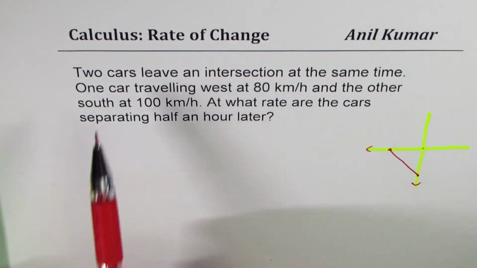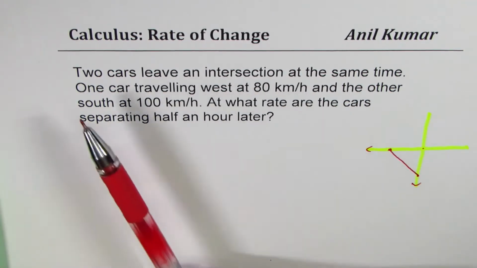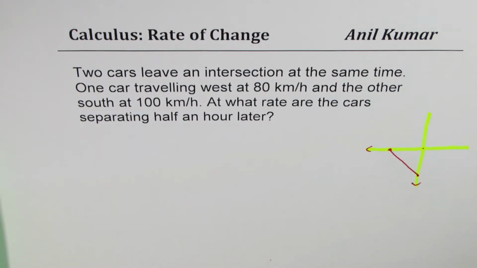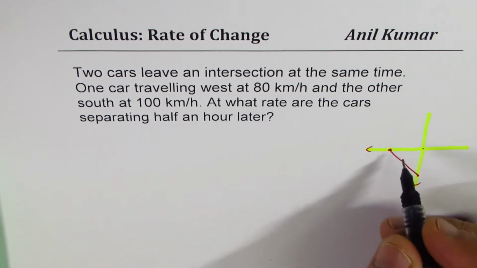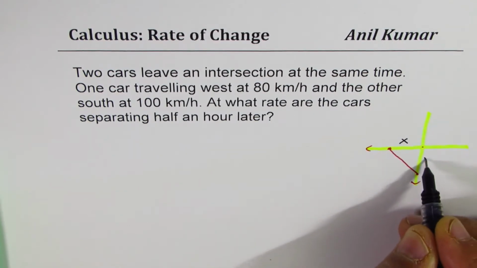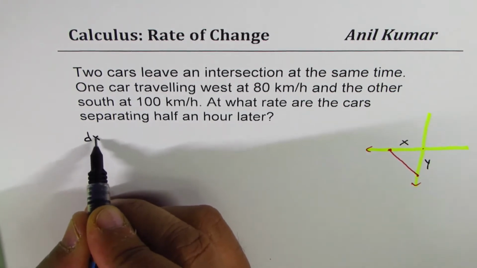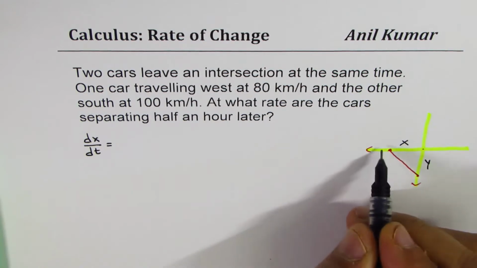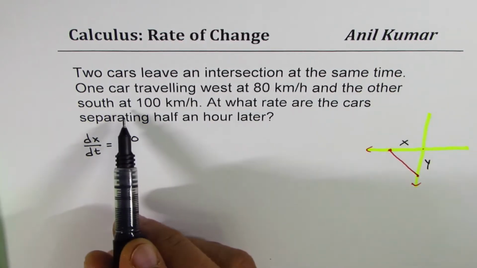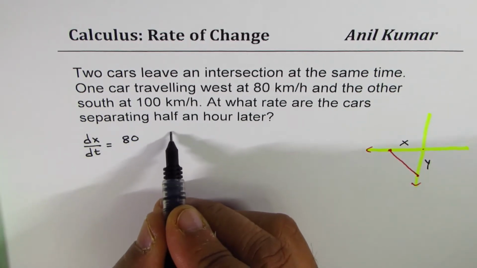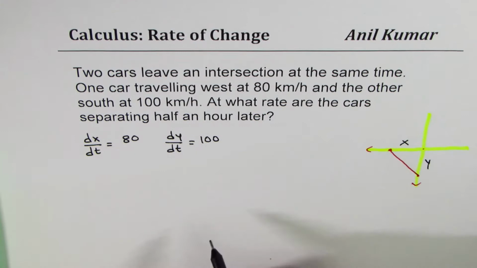Correct? Now let's read. You have to read your question a couple of times to really get the right equations. Two cars leave an intersection at the same time. One car is traveling west at 80 kilometers per hour. So let's say this is x for us and this is y. When we are given speed 80 kilometers per hour, we'll write this as dx/dt, change in distance, which is 80. Forget about units for the time being. And the other going south at 100 kilometers per hour, so we'll say dy/dt equals 100 kilometers per hour.